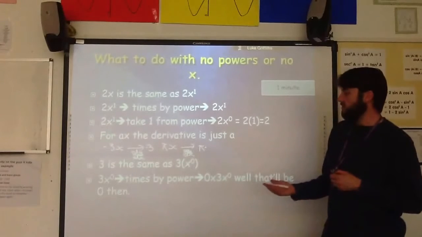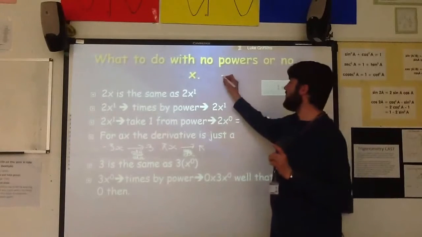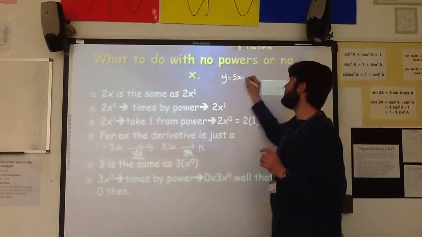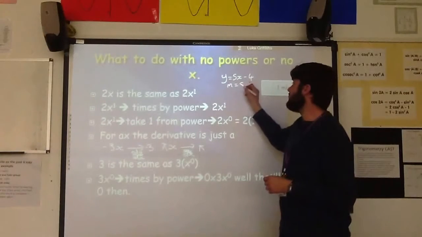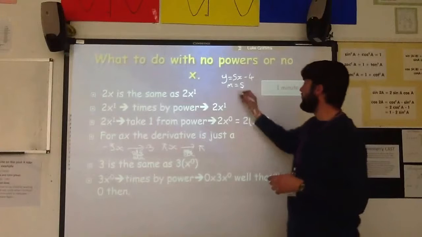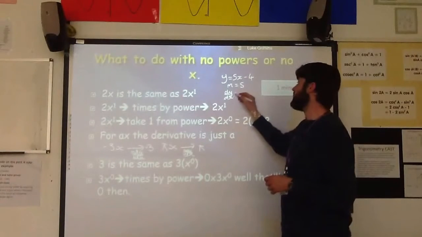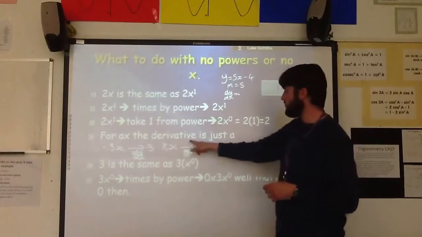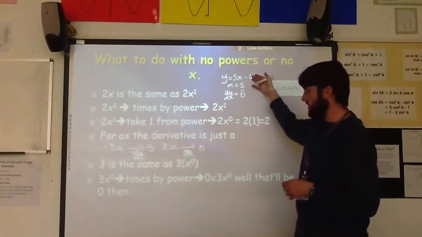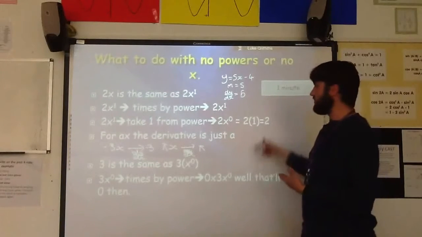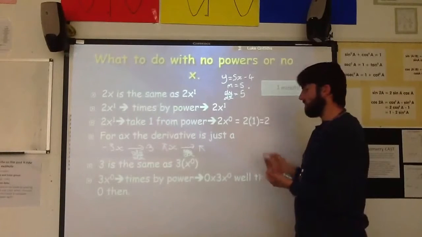So we're left with nothing at all. And that tallies up with what we've seen already, because at the start of the lesson we said if y was equal to 5x minus 4, a straight line, then the gradient is equal to 5. And that kind of works. If we've got y equals 5x minus 4, dy/dx says any number times by x just becomes the number, so that's 5. And any numbers tagging on the end just disappear. So it'd be just 5 and nothing, so 5.